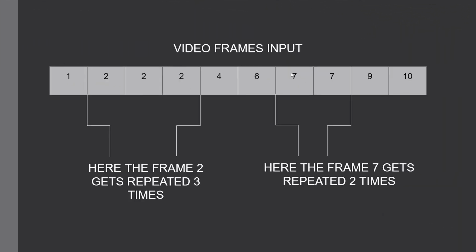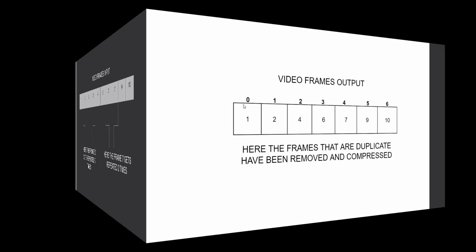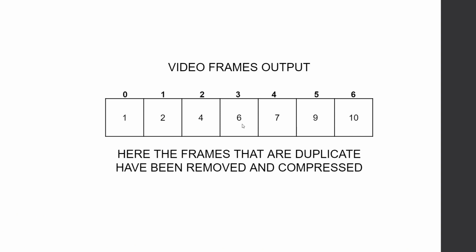So, for example, the user were to input the number of frames as 10 and the frames as 1, 2, 2, 2, 4, 6, 7, 7, 9 and 10. Now, the intended output from here should be 1, 2, 4, 6, 7, 9 and 10.